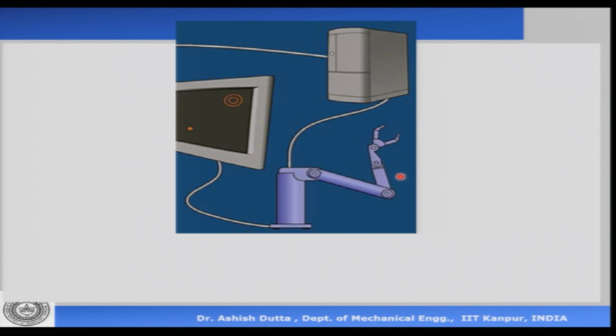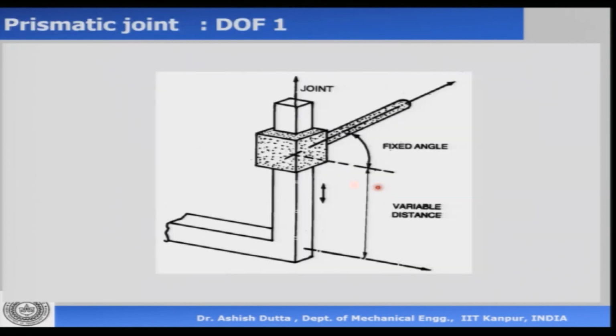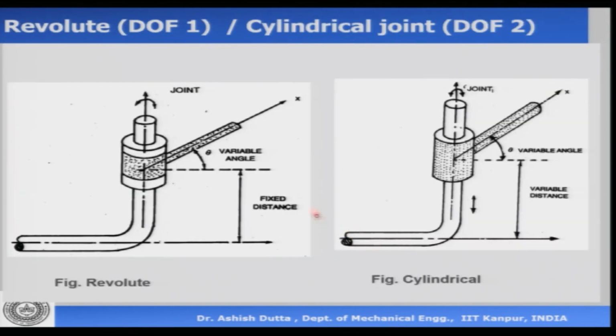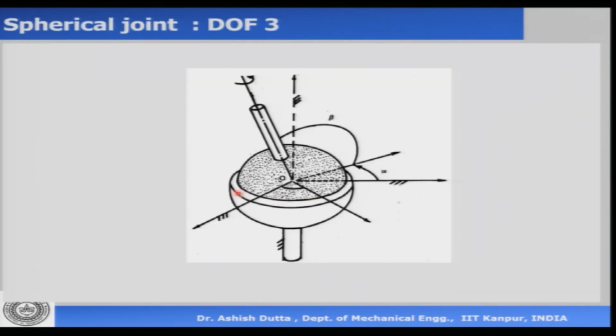So the first thing that we need to look at is what kind of joint the robot has. Going back, this is a prismatic joint. It can only have a variable distance. This is a fixed distance, but the variable is the joint angle theta. This has a variable distance and a variable theta angle. This one has 3 variable angles, so it has 3 degrees of freedom.